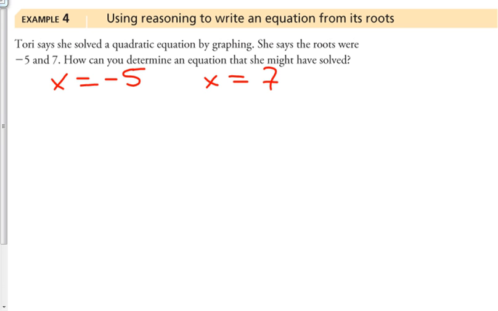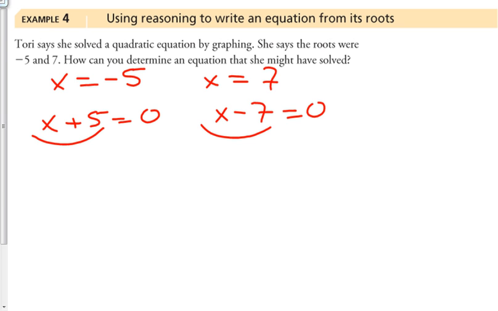Then I'm going to move the negative 5 and the 7 over to get an expression that is equal to 0. So if I add 5 to both sides, I get x plus 5 is equal to 0. If I subtract 7 from both sides, I get x minus 7 is equal to 0. So one factor is x plus 5, the other factor is x plus 7. I can write those like this.